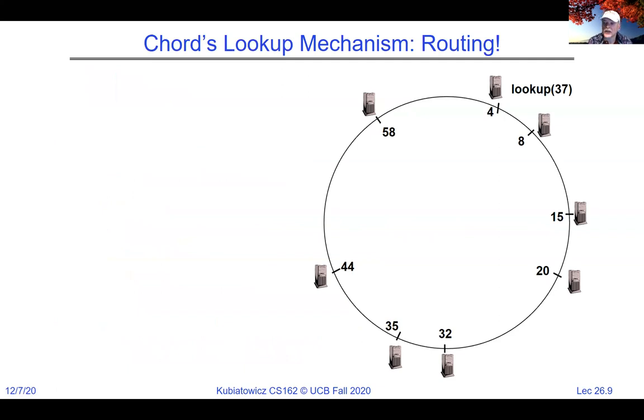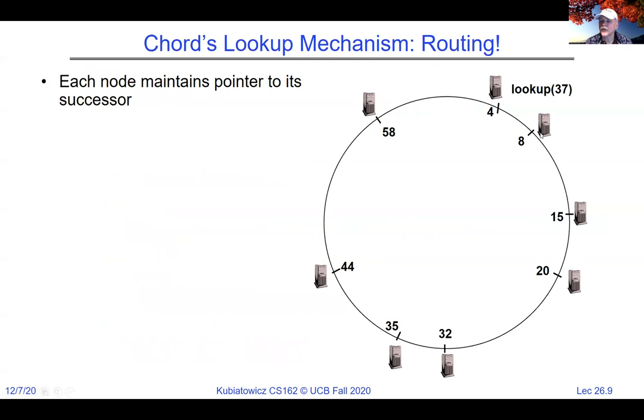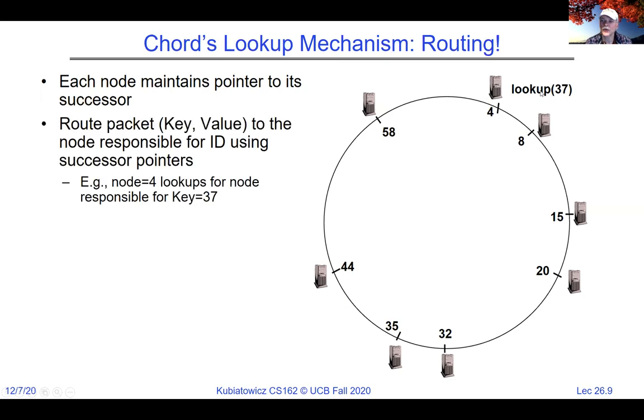The way to think about Chord's lookup mechanism is once again routing. We're going to describe this in a recursive fashion to start with, and then of course you can do this in an iterative way as well. I think the recursive version is a lot easier to think about. Every node in the system is going to know who its successor node is. Here we have an example where some client talks to node 4 and says, look up key 37 for me. Okay, and so what's going to happen?